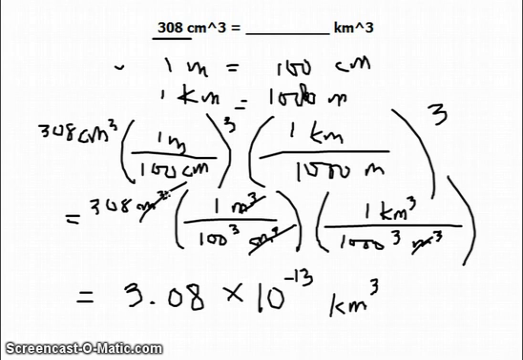Hi there, this is Ken. We have a wonderful problem here we need to work out. That is 308 cubic centimeters converted to blank cubic kilometers.